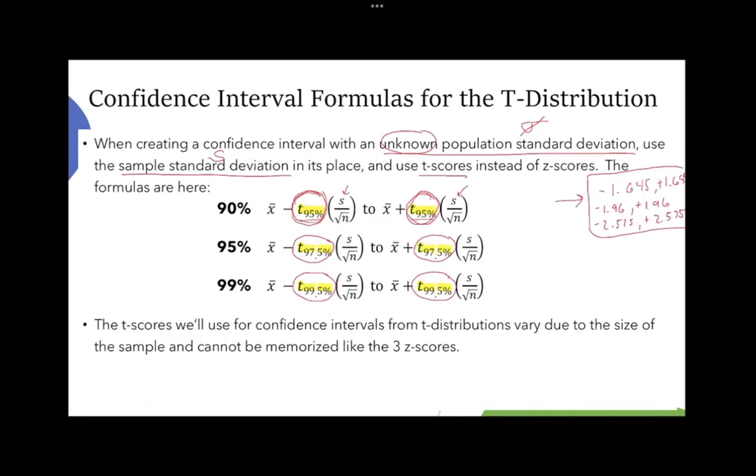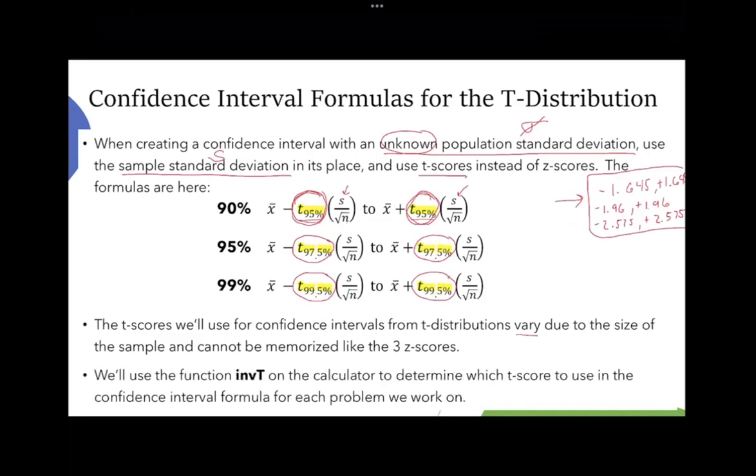The t-scores that we're going to be using vary due to the size of the sample. They can't be memorized like the three z-scores. There's a function on the calculator that we are going to be using to find those t-scores. It's called inverse t, and it determines which t-score to use for each confidence interval formula we will be working on.